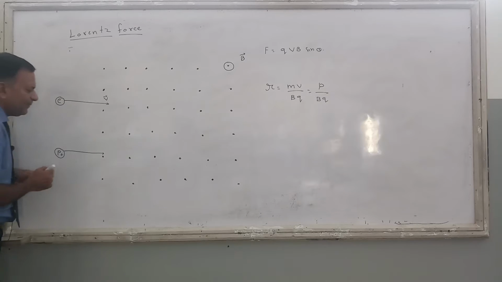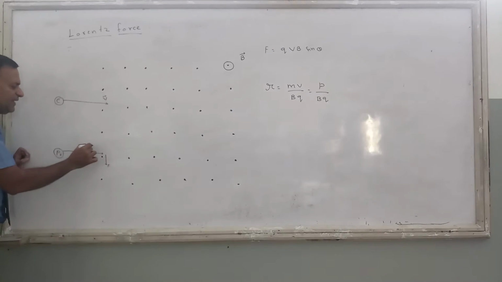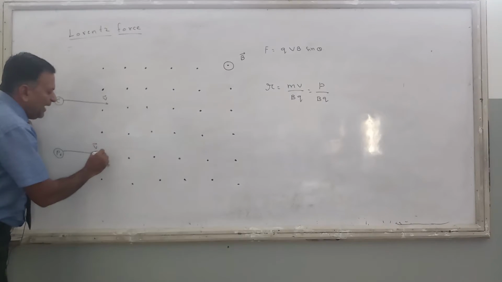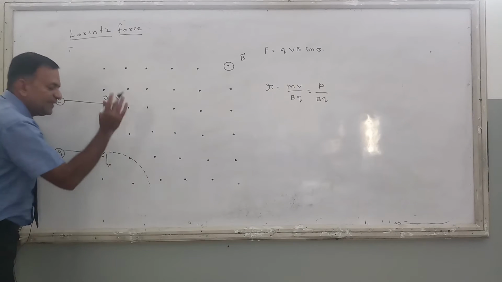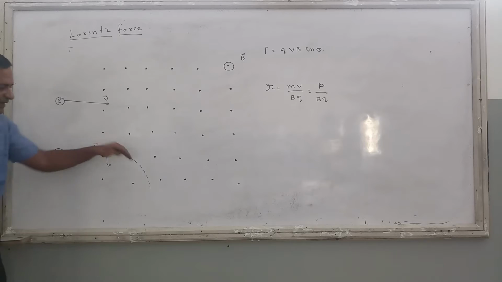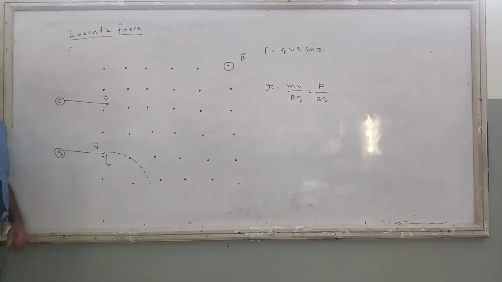So this is the direction of force, and when velocity and force are perpendicular to each other, what is the resulting path? The resulting path is a circular path. So this proton is going to cover a circular path in which direction? Like this, clockwise. Now coming to electron.